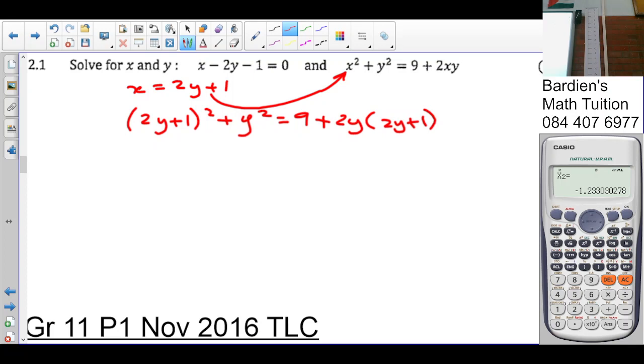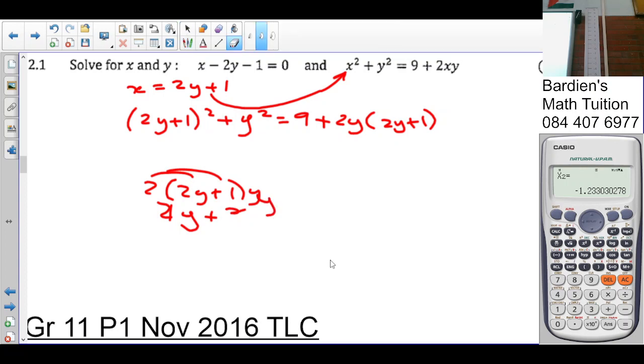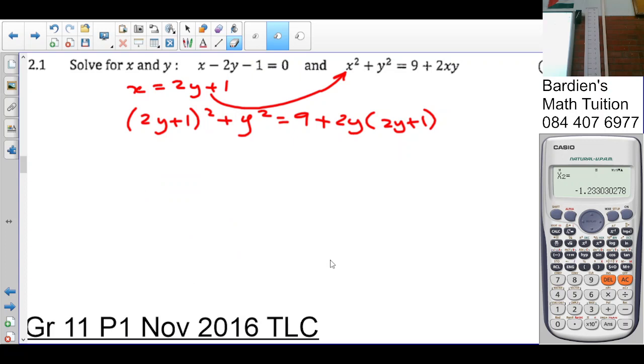Don't put the y at the back and say you got 2 into 2y plus 1 y. So many a time people multiply that out, they get 4y plus 2, and then the y they just put down there. But it's actually the 2 and the y that must be multiplied. Okay.